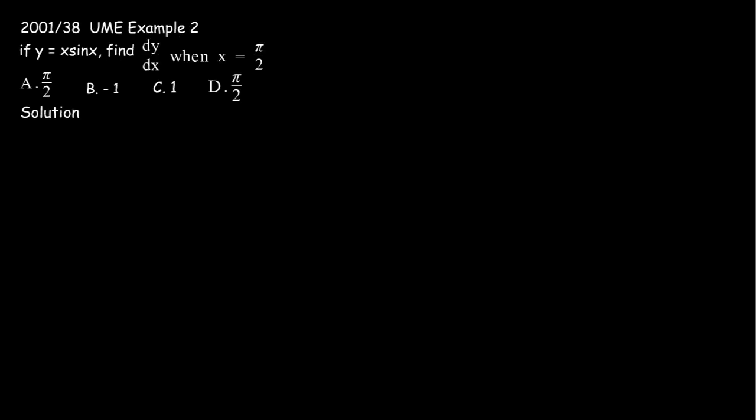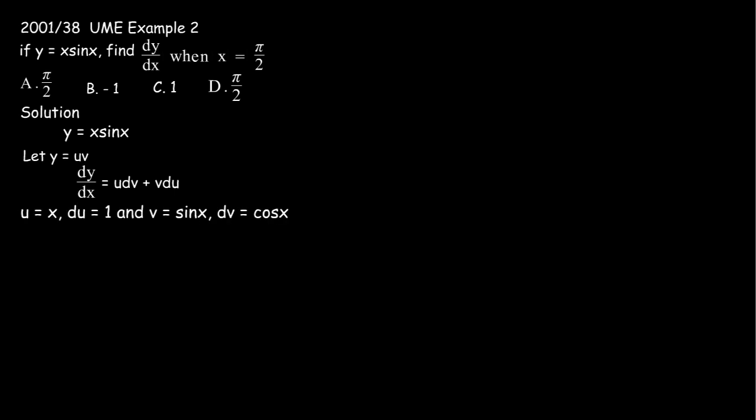Our next question states that if y is equal to x sin x, find dy/dx when x is equal to pi over 2. Now in our solution, we write out our equation, y is equal to x sin x. Let y be equal to uv, representing the product rule. dy/dx will be equal to u dv/dx plus v du/dx.